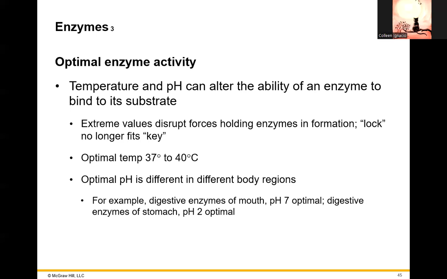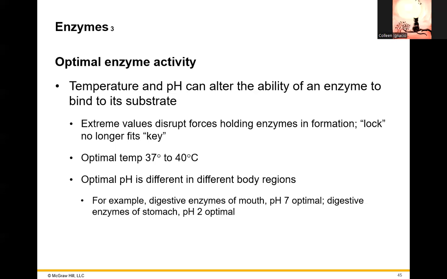Okay, now optimal pH is going to be different in different body regions. The blood, that's what I was focusing on. That's the value of 7.35 to 7.45. But remember, we talked about the stomach being a muscular sac full of hydrochloric acid. The optimum pH for the stomach is going to be 1 to 4, right, when we talk about that pH.